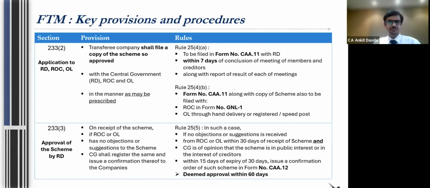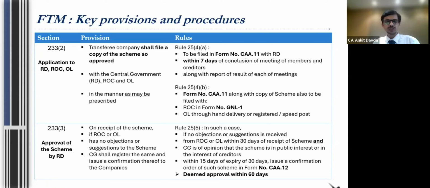The language of the section is that it shall be deemed that RD has no objection to the scheme and it shall issue a confirmation order. So it becomes binding and obligatory on the part of RD to issue an order. If within 60 days RD doesn't take any action, legally companies can always enforce RD to issue an order without any further process. So these are ease of doing business provisions: deemed approval within 60 days.